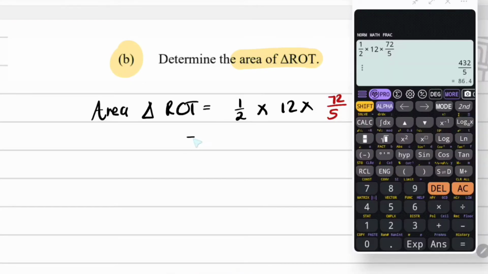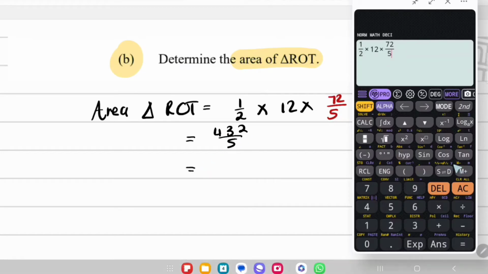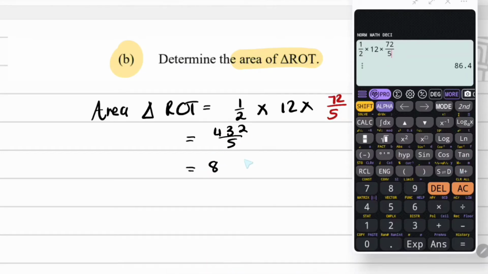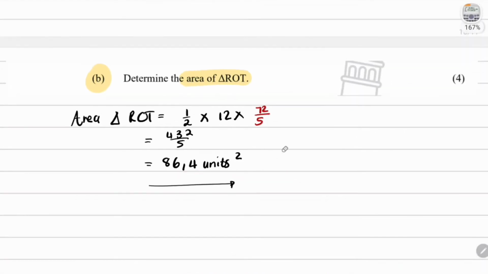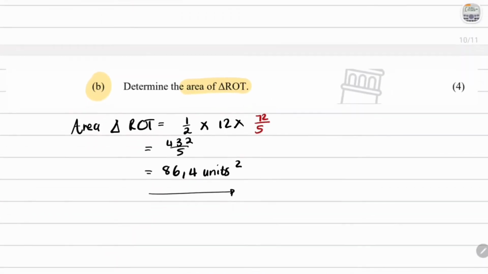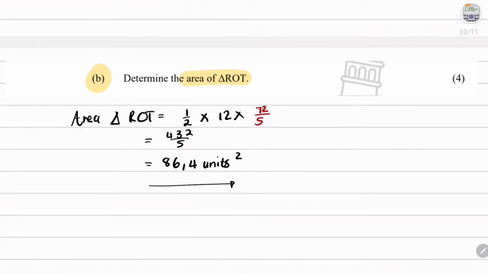Okay, so you just multiply that and we're going to get our area. As a fraction, what we get is 432 over 5. As a decimal, it's fine because it just has one decimal anyway. So 86.4 units squared, because this is area, or squared units. So there we go. That is that question. And then we move on to the last question in question 4.